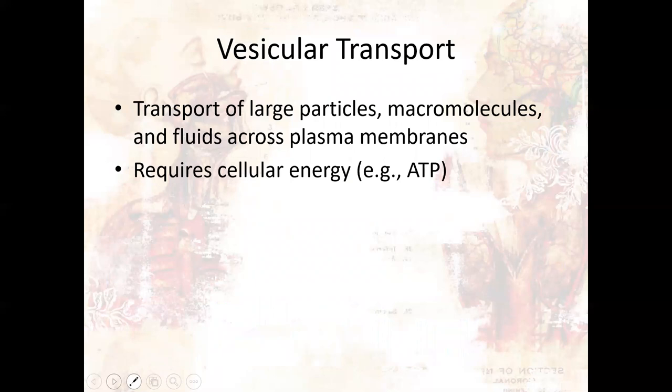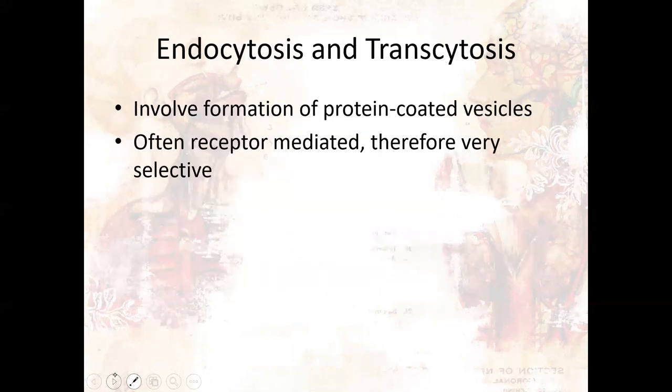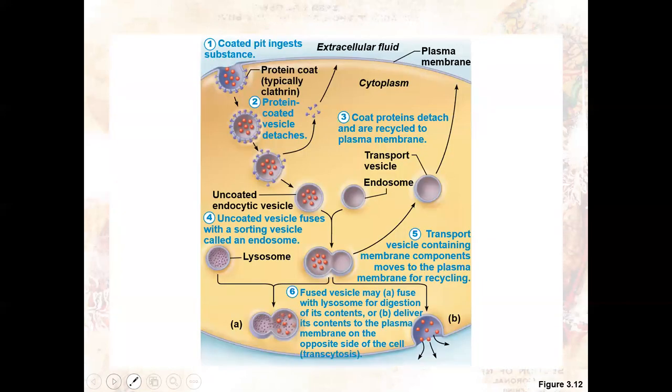Vesicular transport is just what it sounds like. It's moving a vesicle. These are big capsulated things. This requires ATP. This will include exocytosis and endocytosis and transcytosis and phagocytosis and pinocytosis. All of these are types of vesicular transport, and that makes them all active transport.